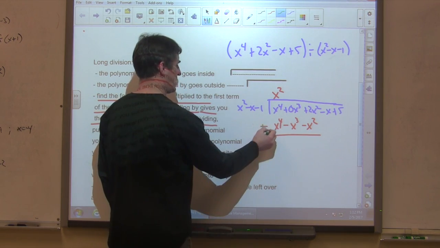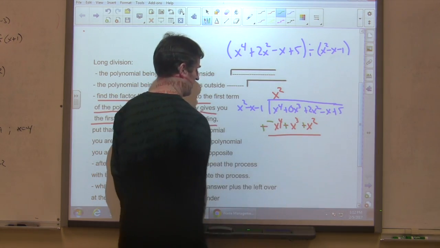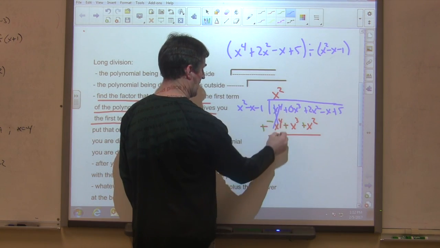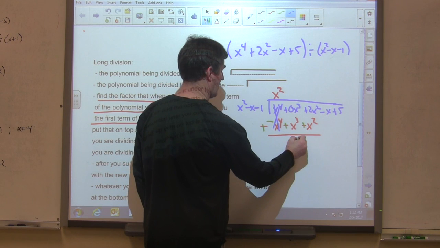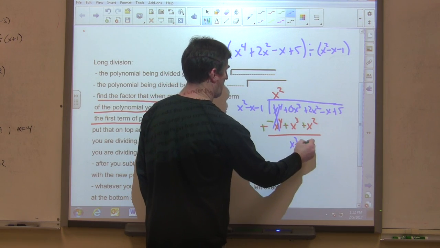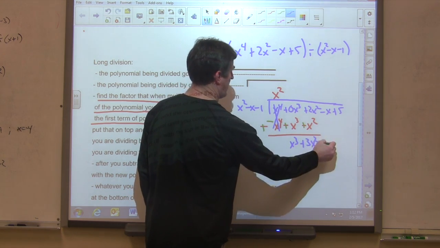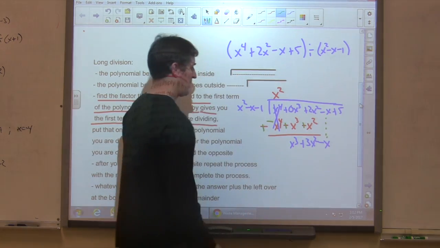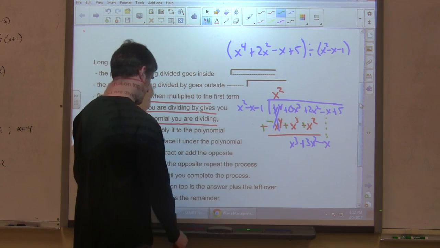Subtracting, so I change it to addition, change the signs, and add. And so we get opposites cancel. We get x to the third. 2 plus 1 is a positive 3x squared. And I bring down the next part. Okay? Now we repeat the process.